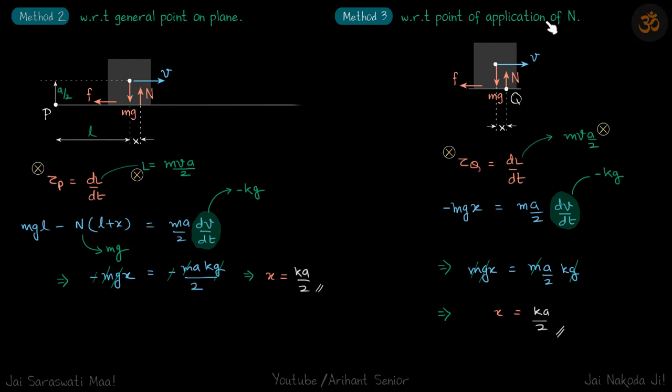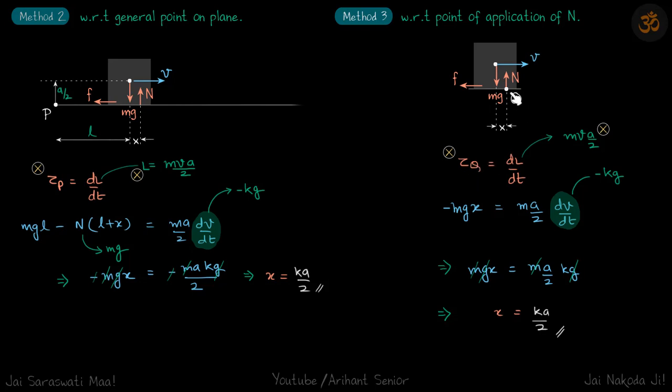Finally, with respect to the point of application of N. Let's take the torque about this point, because here two of the forces disappear, N and F. So again about this point we are going to write tau about point Q is equal to dL by dt. So dL is again mv into A by 2, about point Q.